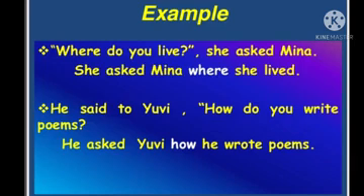Then he said to Yuvi, how do you write poems? How, again a WH word. Do and write, that is again in simple present, so the verb will change into simple past. Then the answer is, he asked Yuvi how he wrote poems. Not to Yuvi, that you have to keep in mind. If you have the preposition to before the object, just remove to when writing in the indirect speech. So the answer is, he asked Yuvi how he wrote poems.